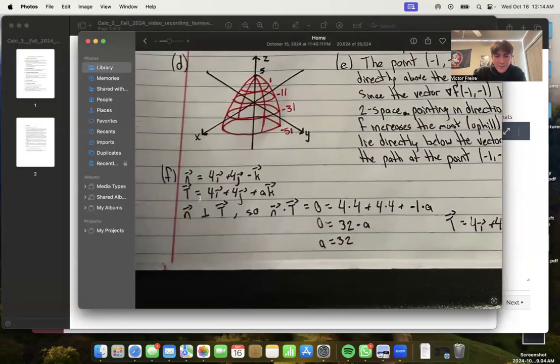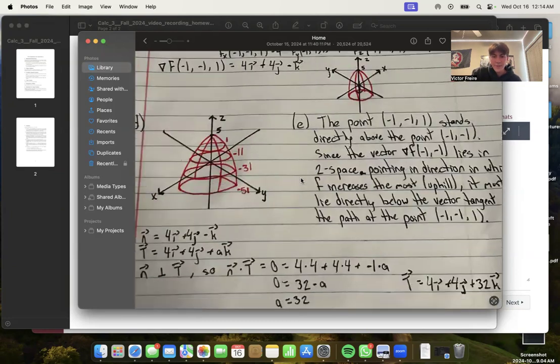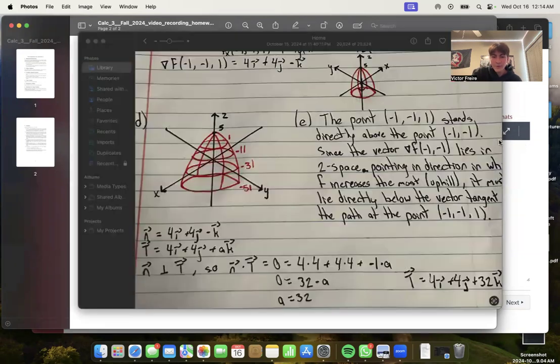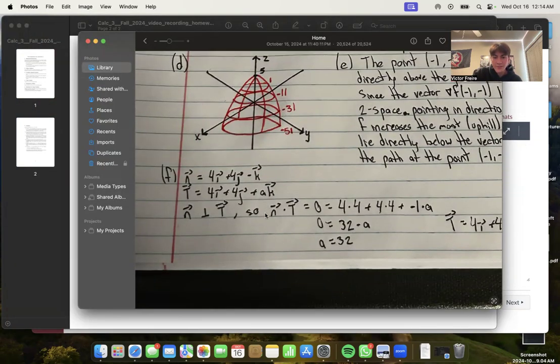So we know it's going to be 4i + 4j, the same as the n vector, which is the gradient vector. We just don't know what the z component is going to be. That's why I used a variable a as something we need to find. Now we do know that a is going to be a positive value, because we want to be going uphill. Ascent, going up. So a is definitely going to be positive.